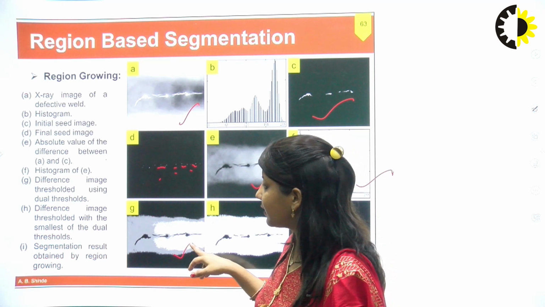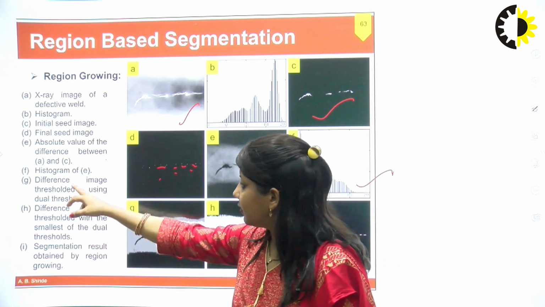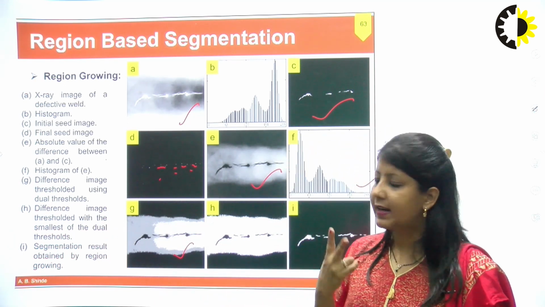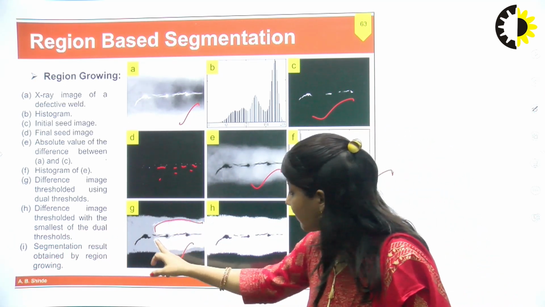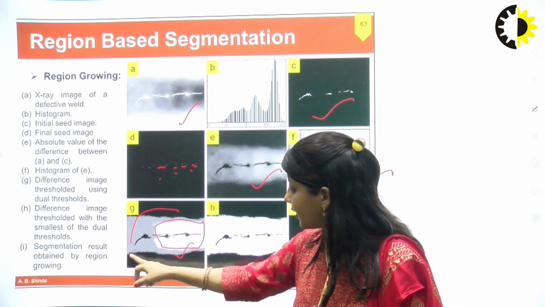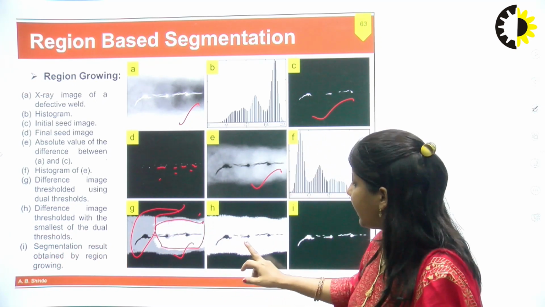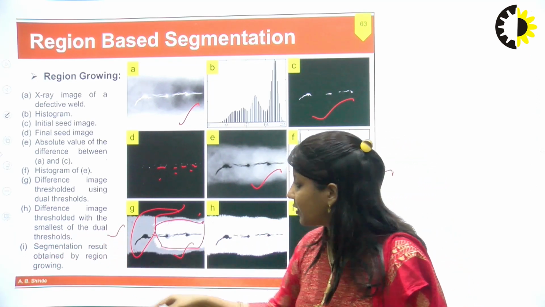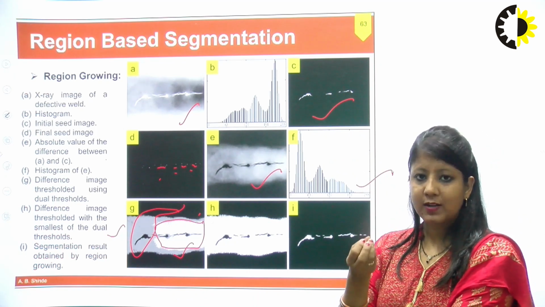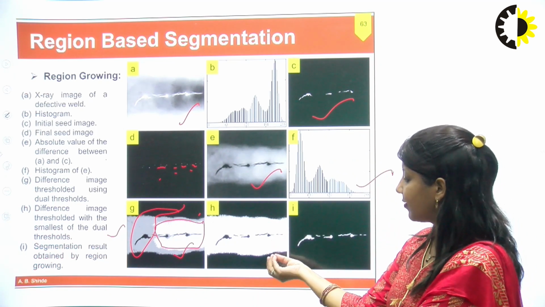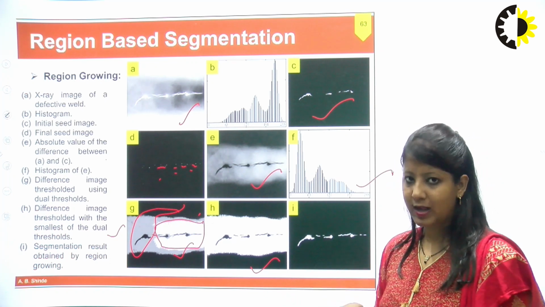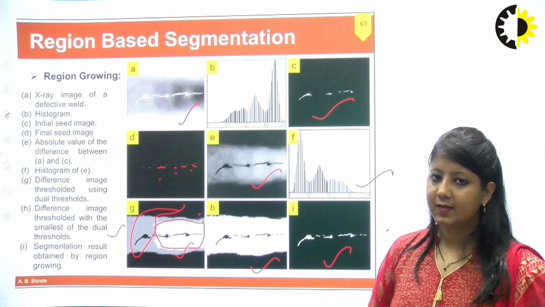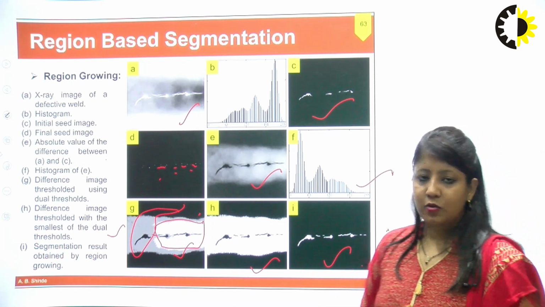Then we have to apply the threshold. So the difference image is thresholded using the dual threshold. We have chosen two thresholds, T1 and T2. For one region we apply the T1 threshold, and for the other we apply the T2 threshold, and then the difference image is thresholded with the smallest of the dual thresholds. Which value is the smallest? We have chosen those. So this is the image of the smallest pixel value, and this is the segmented result obtained by region growing.